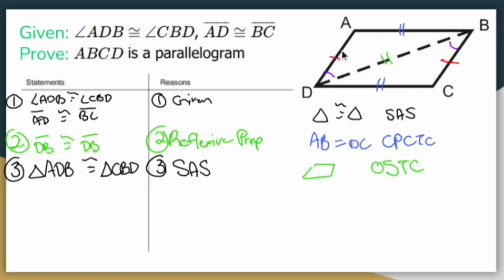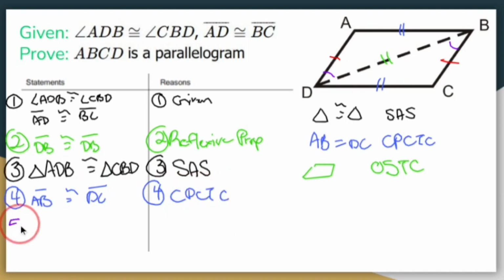So since this triangle up on the top left is congruent to that triangle at the bottom right, I could say that AB and DC are the same. So 4 is side AB is congruent to side DC. And that is because corresponding parts of congruent triangles are congruent.